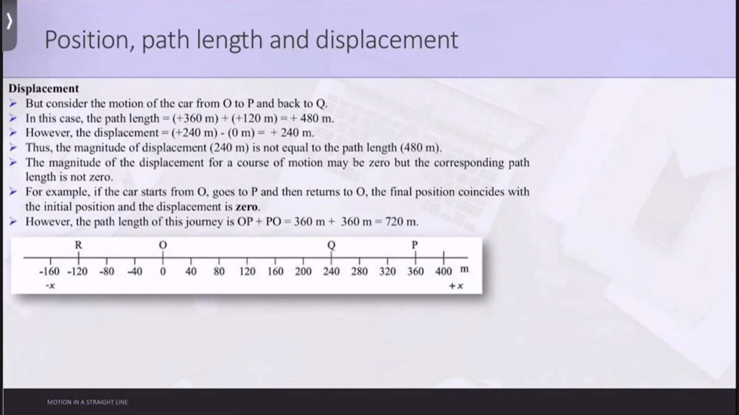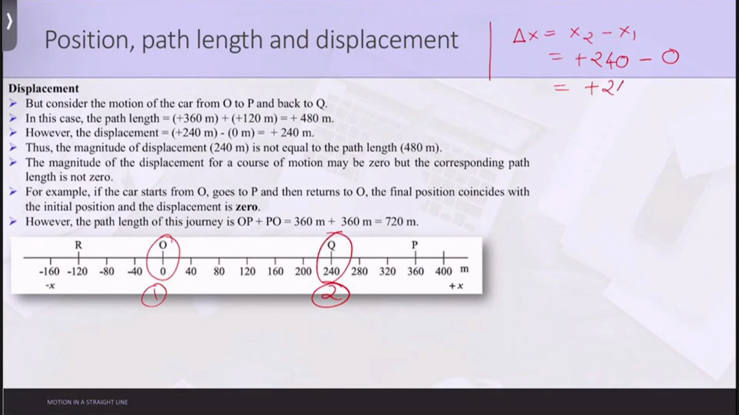Now let us look at the next situation. Consider the motion of the object from O to P and then back to Q. What happens now? In this case, the path length is plus 360 plus 120, which I just explained to you. However, how to calculate displacement? Let us go with the very basics. Delta x is nothing but the final value minus the initial value. What is the final value? Final value is plus 240 because it is on the right hand side, minus x1 which is 0, which will give you plus 240 meters.